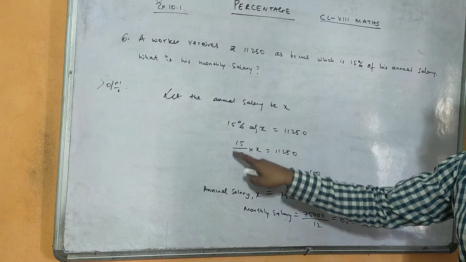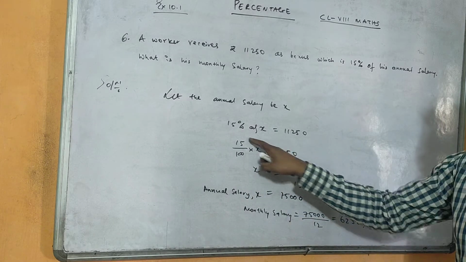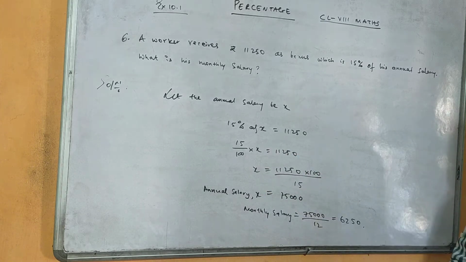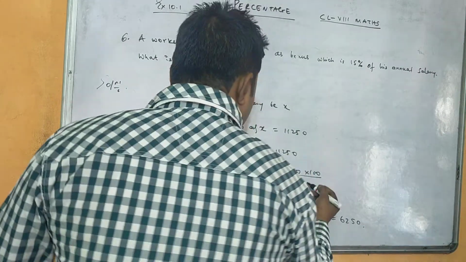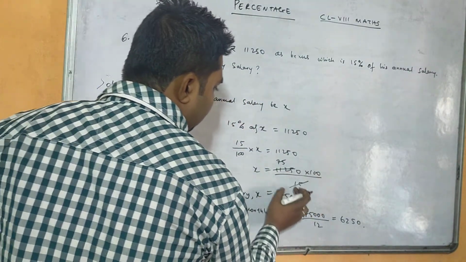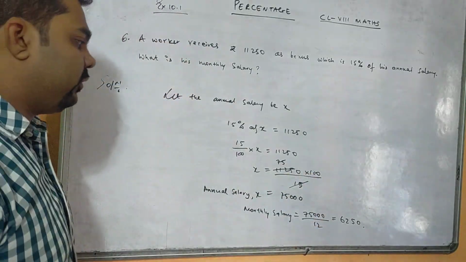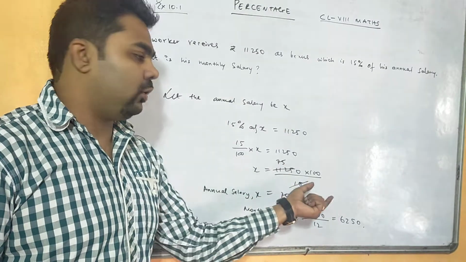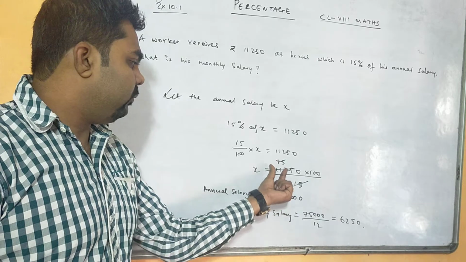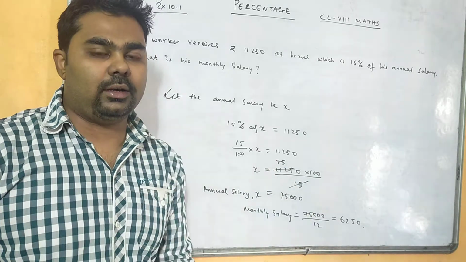So 15% is 15 by 100 into x equals 11250. If you cross multiply, you see what we will be getting here: 11250 into 100 divided by 15, right? Calculation you can do by yourself. You can reduce by 5 or you can divide. So after dividing, what will we get here? 75,000. That means 75,000 is the annual salary.